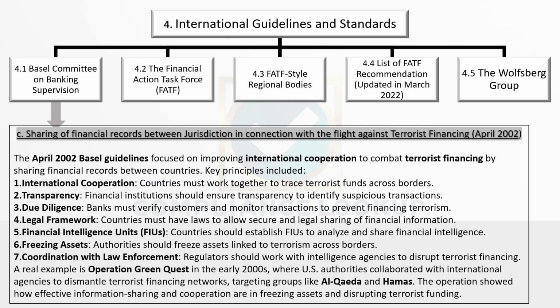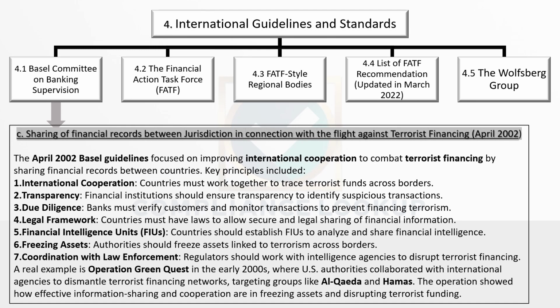Conclusion. The April 2002 Basel framework on the sharing of financial records between jurisdictions for the fight against terrorist financing laid the groundwork for enhanced international cooperation and information sharing in counter-terrorism efforts. Through mechanisms like KYC, FIUs, legal frameworks, and international cooperation, countries and financial institutions are better equipped to detect, freeze, and confiscate assets linked to terrorism. Post 9/11, various global initiatives, such as UN Security Council Resolution 1373 and Operation Green Quest, have demonstrated the success of these principles in disrupting terrorist financing.